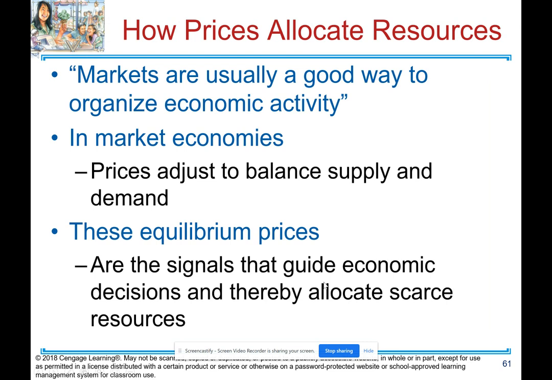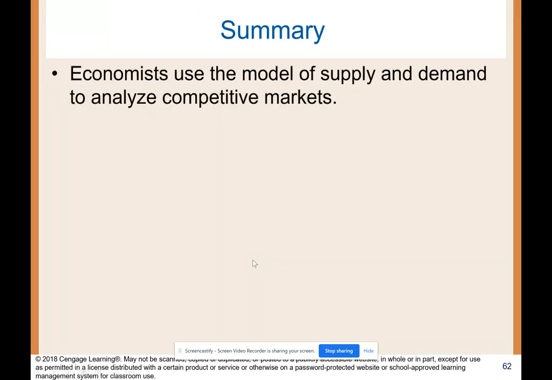How prices allocate resources. Markets are usually a good way to organize economic activity, one of the principles we studied in chapter 1. In market economies, prices adjust to balance supply and demand. These equilibrium prices are the signals that guide economic decisions and thereby allocate scarce resources.